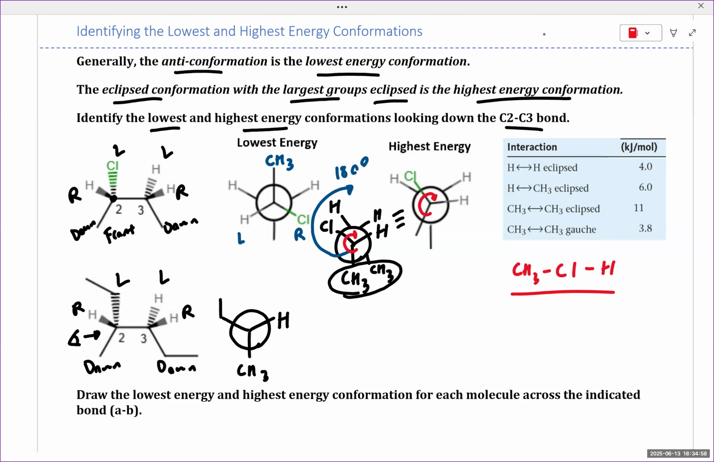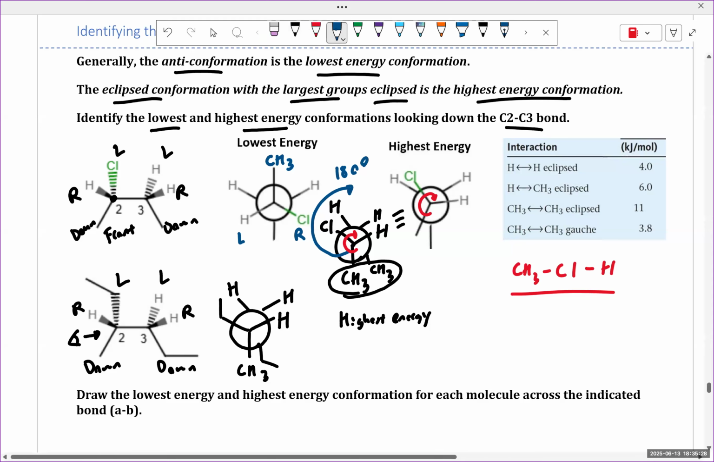I would highly encourage you to make a model in order to generate these Newman projections. From here, we have the ethyl group on the back carbon and the 2 hydrogens in the back. So, in this case, if I wanted to generate the highest energy conformation, I want my largest substituents to be eclipsed. To this end, I want these 2 ethyl groups to be eclipsed.